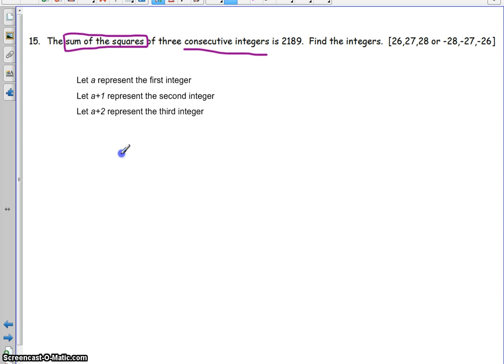So what that means is we're going to have the first number squared, plus the second number, which is a plus 1, all squared, plus the third number, which is a plus 2, all squared. And we know that the sum of those squares is going to be equal to 2,189. We want to find the integers that make this work.